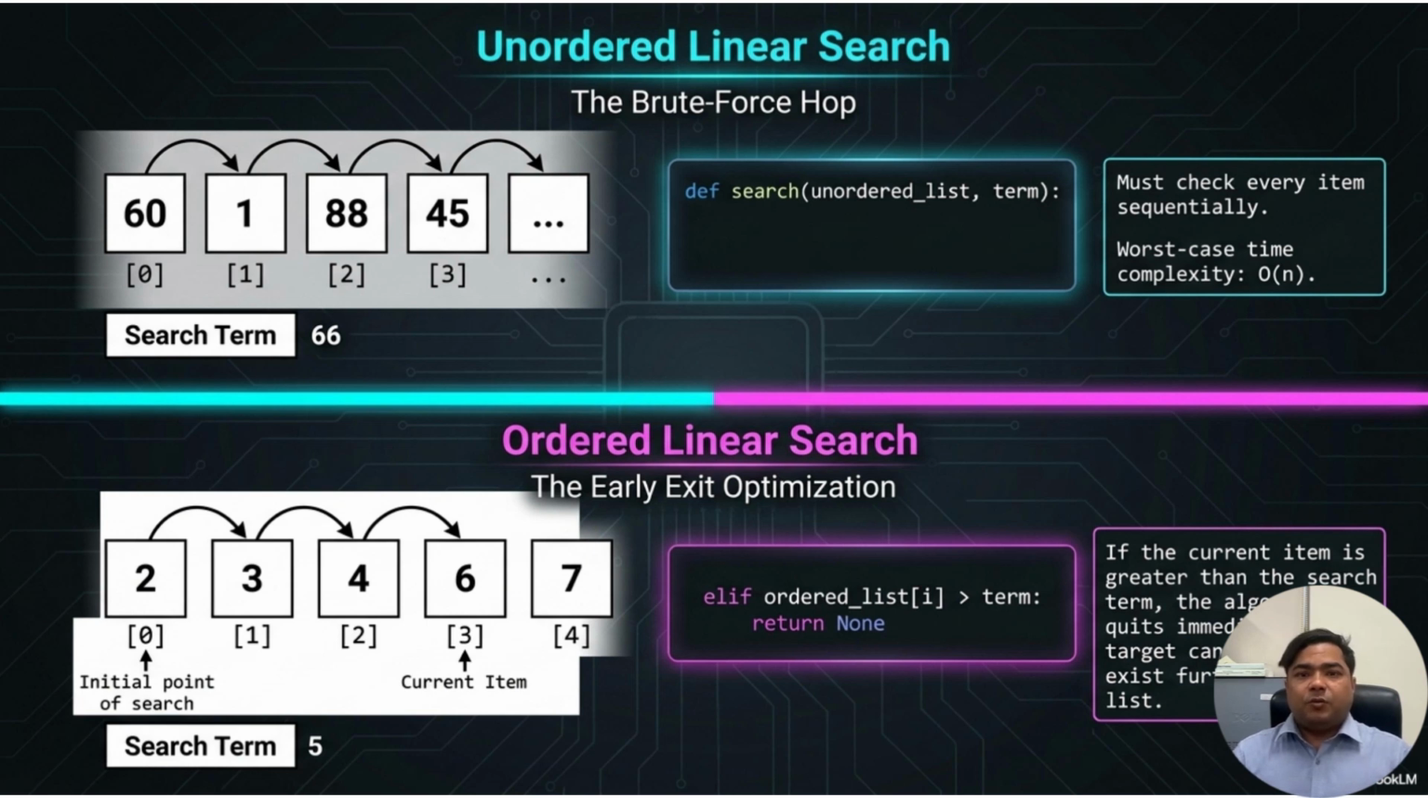Now let us look at the lower part, ordered linear search. Here the list is sorted: 2, 3, 4, 6, 7. The search term is 5. We start from the beginning. We check 2. It is not 5, then 3, then 4, then we reach 6. Now, because the list is sorted, once we reach 6, we know that 5 cannot appear after 6. So we can stop immediately. This is called early exit optimization. So in an unordered list, linear search must continue until the item is found or the list ends. But in an ordered list, we can stop early if the current item becomes greater than the search term. However, even with this improvement, the worst case time complexity is still O(n).